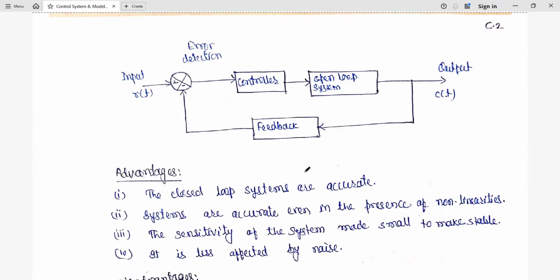If you see it in terms of a block diagram, here we have input R of t, and this is the output. In between we have the system. And the difference between open and closed loop is that here feedback is given. The output is connected to the input with the help of a summer. So finally, error detection takes place. What is the difference between input and output? On the basis of that, we can calculate the error. And here we have a controller also, that is going to make all the communication here.